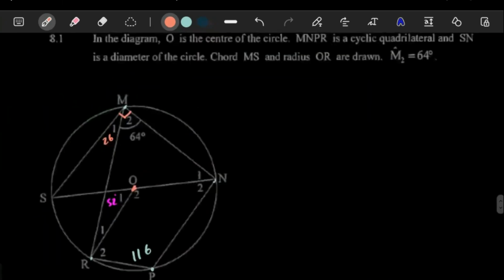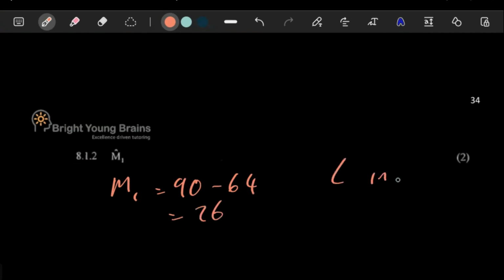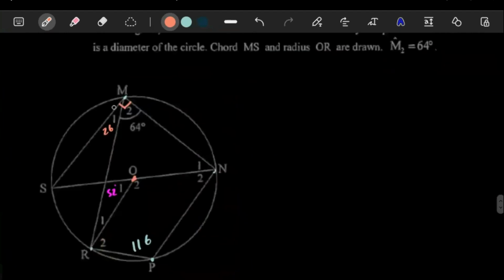1.1.2, we want M1 now, which is, again, as we said, very simple. We're going to say here M1 is equal to 90 degrees minus 64, which is equal to 26. The reason is angle inside a semicircle. You see, because this is an angle inside half a circle.